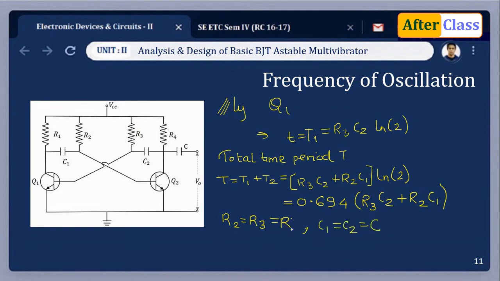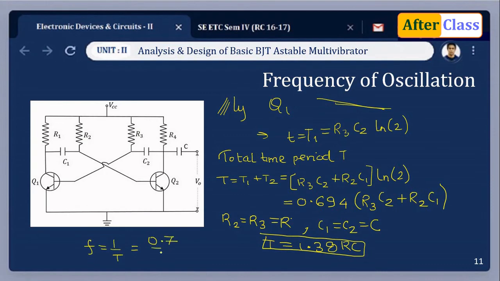Now don't confuse this R with the collector resistor. So in that case, T equals 1.38 RC. So this is the total time period, and what we are interested in finding is the frequency of oscillation. So the frequency of oscillation f is 1 by T, so near about 0.7 by RC is the frequency of oscillation.